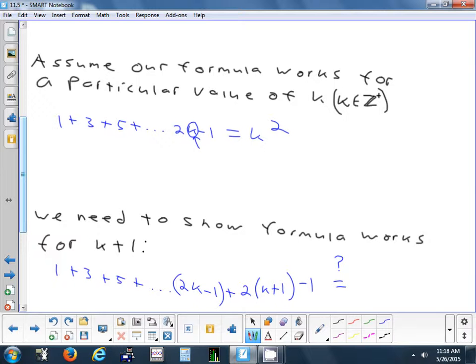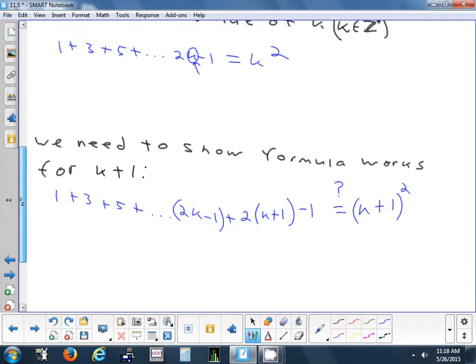Okay, what should I put on the right-hand side? Because now we're not adding just up to the kth term, we're adding up to the k plus 1th term. K plus 1 squared. Right. This is the part we don't know if this is true. Is this going to work for the one after? Okay, well, we're about to check. First thing I have to do is get rid of the dot, dot, dot. So on the left-hand side, I know that everything from 1 up to k adds up to something.